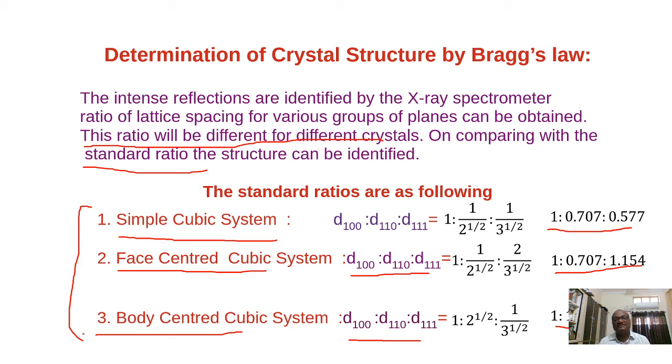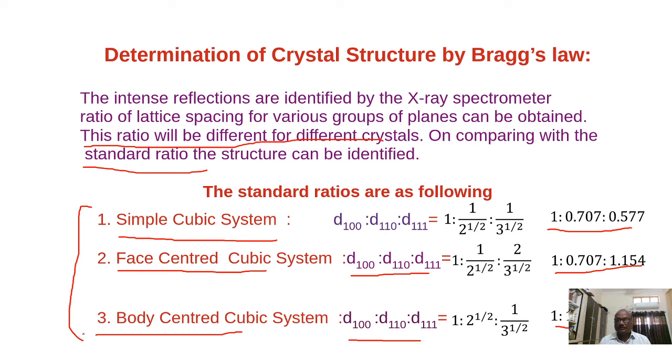Means you have to calculate these interplanar distances. These given values are the standard values. You compare the experimentally obtained values with these standard values, and you can identify the type of crystal system. This is about the determination of crystal structure by Bragg's method.